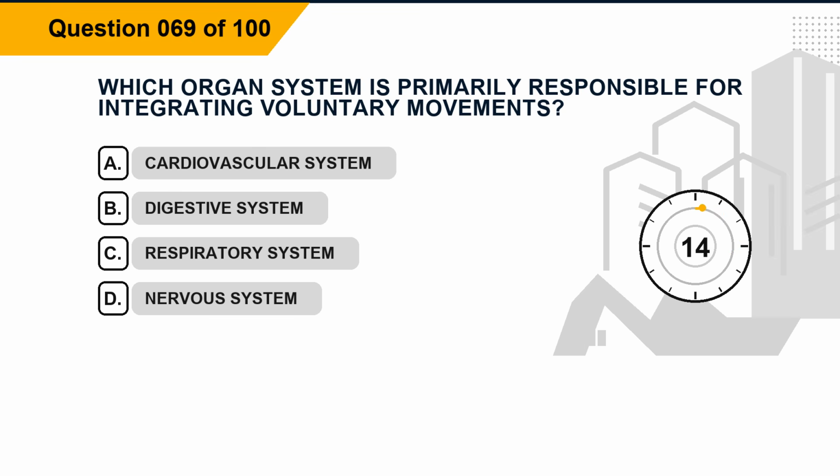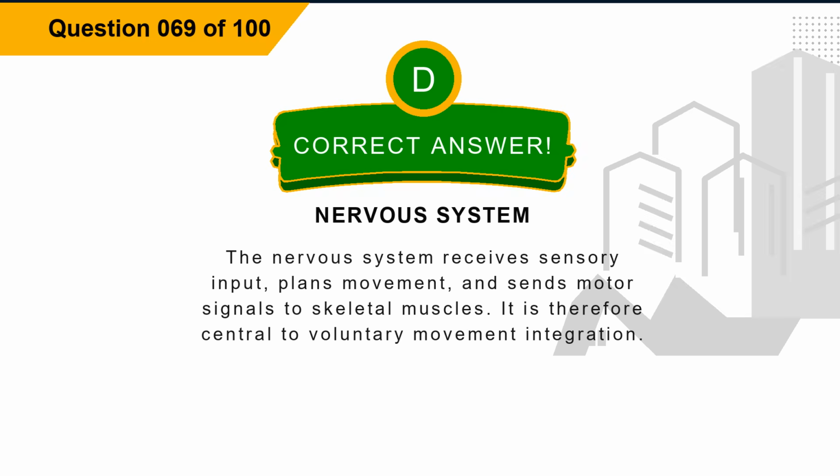Question 69. Which organ system is primarily responsible for integrating voluntary movements? Option A, cardiovascular system. Option B, digestive system. Option C, respiratory system. Option D, nervous system. The correct answer is option D, nervous system. Explanation. The nervous system receives sensory input, plans movement, and sends motor signals to skeletal muscles. It is therefore central to voluntary movement integration.